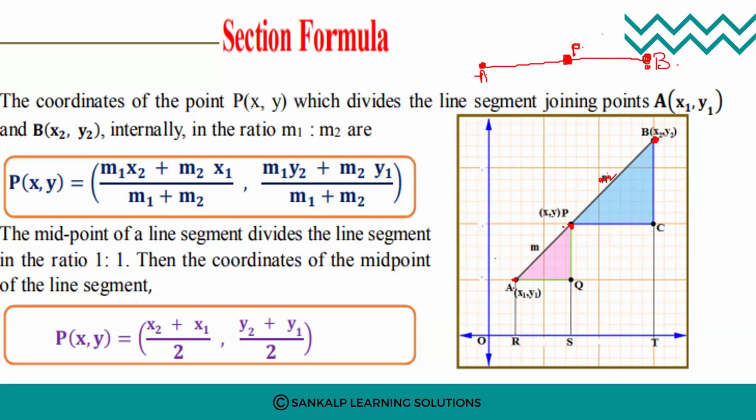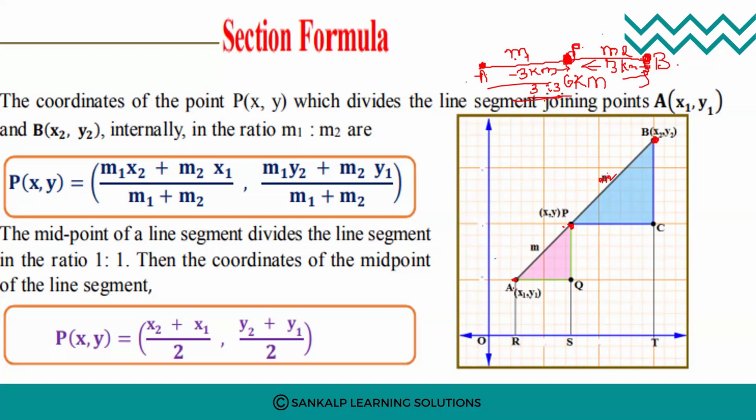This shop divides AB in the ratio m1 is to m2. Right? See, consider this is 6 kilometer. So in the middle there is a shop; from your home this shop is about 3 kilometer. How much is it? 3 kilometer. From here to here we have 3 kilometer. That means this P divides the line AB in the ratio m1 is to m2, that is 3 is to 3, right?